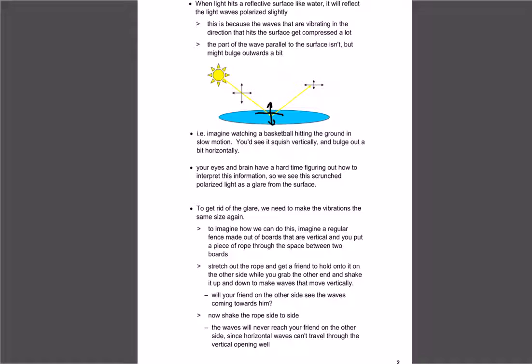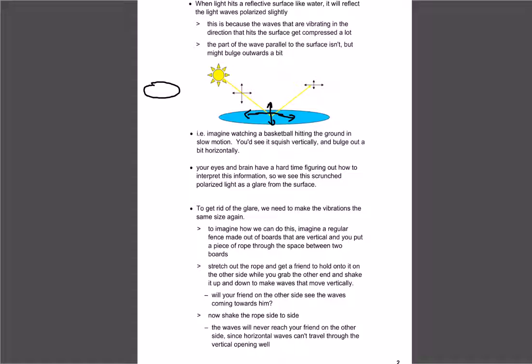Think of it like a basketball. When a basketball bounces and hits the floor, it kind of compresses, so the vertical part gets crunched and the horizontal stretches out a little bit. So the wave gets crunched vertically, stretches out, and that's what gets reflected off. So the idea with polarizing is there's nothing weird going on.